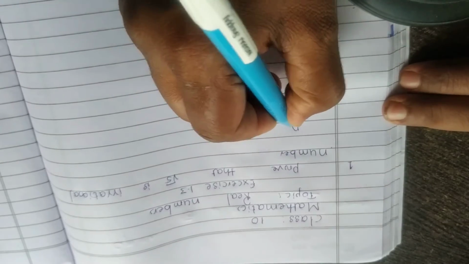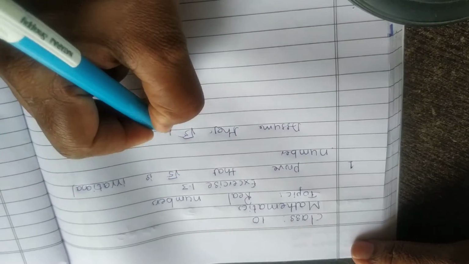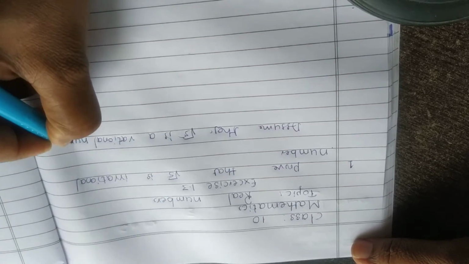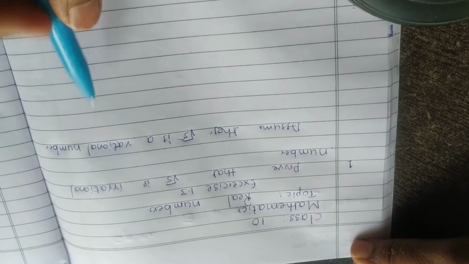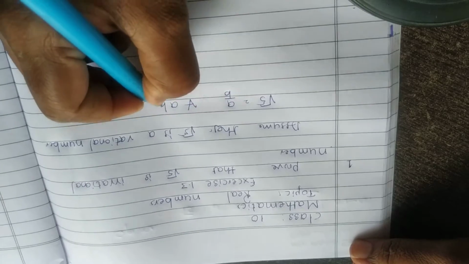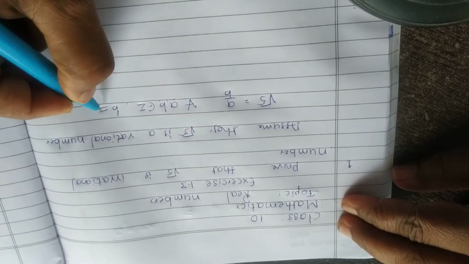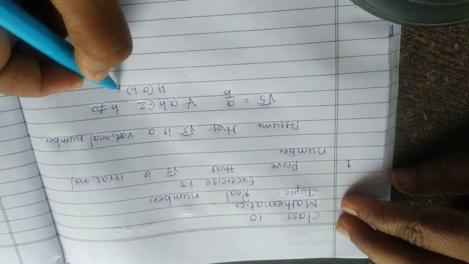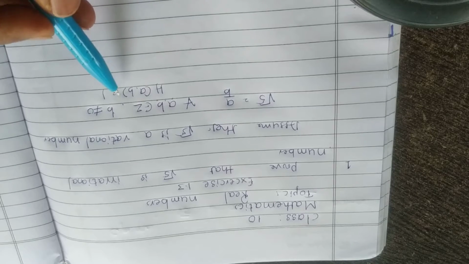So let us assume that root 5 is a rational number. You know that already root 5 is an irrational number, but we assume that root 5 is a rational number. So therefore root 5 is equal to A by B, where A and B are integers, the condition is B should not equal 0, denominator should not equal 0, and HCF of A and B is 1. If HCF of A and B is 1, it means A and B are co-prime numbers.